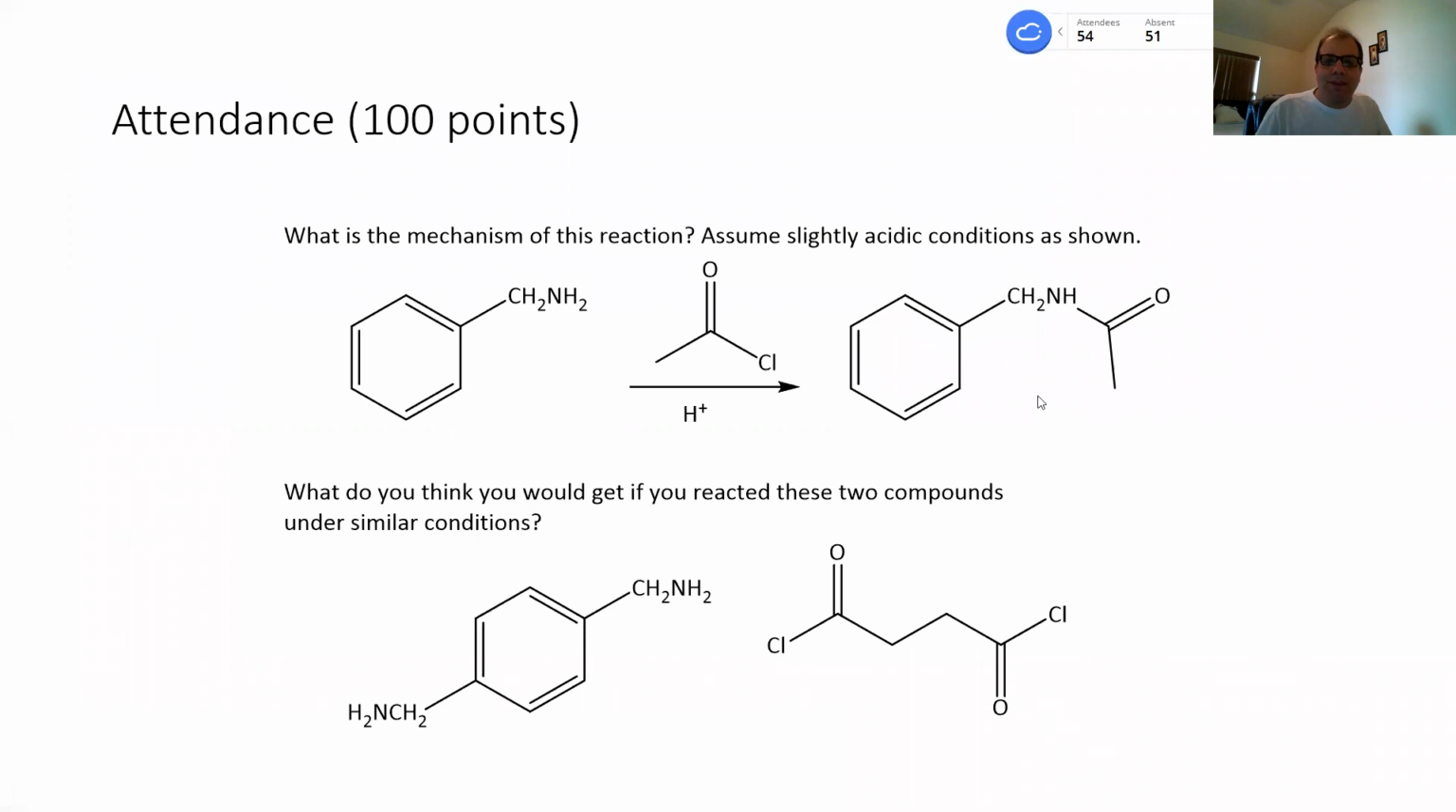So just to review, and you'll get all 100 points for today just for attendance, but this is what I would like you to work on for a couple minutes. I won't let you sit there for too long, but what is the mechanism of this reaction? Always good to remind yourself of these. And as shown, assume slightly acidic conditions. I think that works out the best. And then see if you can draw the structure of the polymer that you get by reacting those two compounds.